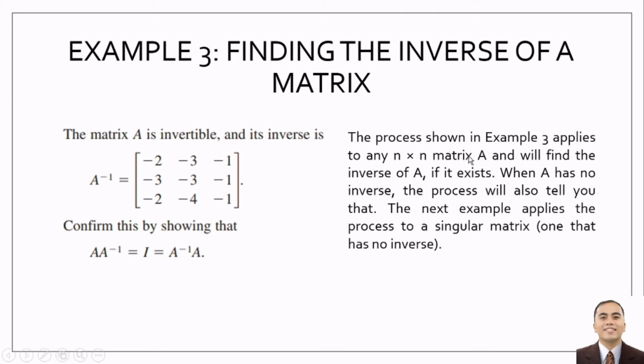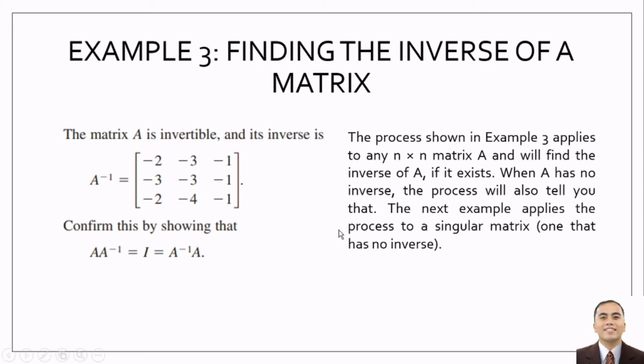So the process shown in example number 3 applies to any n by n matrix A and will find the inverse of A, if it exists. If A has no inverse, the process will also tell you that. The next example applies the process to a singular matrix, one that has no inverse.